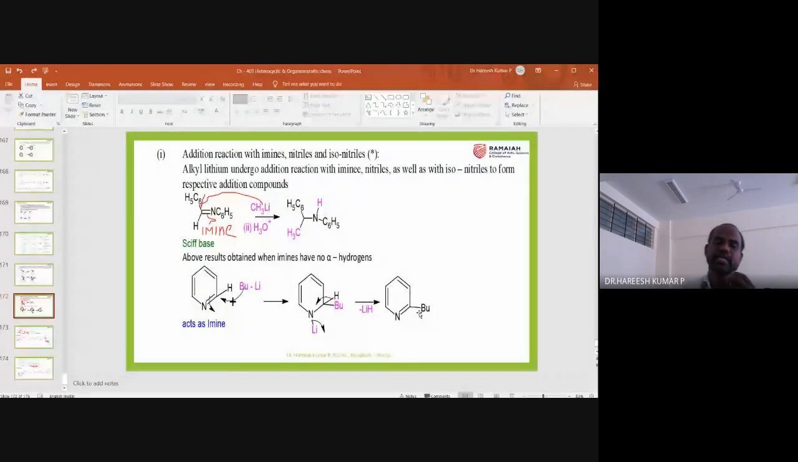So that means there is a reaction between butyl lithium and pyridine. Suppose a substrate contains pyridine, and we are using butyl lithium as a reagent, there is a possibility of forming butyl pyridine as the product. So this is about what products are obtained when an imine is treated with butyl lithium or methyl lithium. In the next slide, I will explain what happens when organolithium is treated with nitriles.